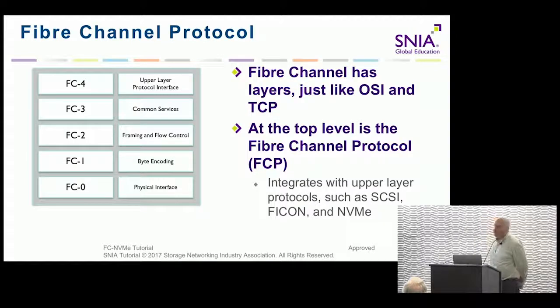Then above the byte encoding layer, you have the framing layer, and then you have the services. FC3 is the services, which is the name server, zoning server. And then FC4 is the upper layer, which is the protocols, which would be SCSI, FC-NVMe, FICON, what have you.